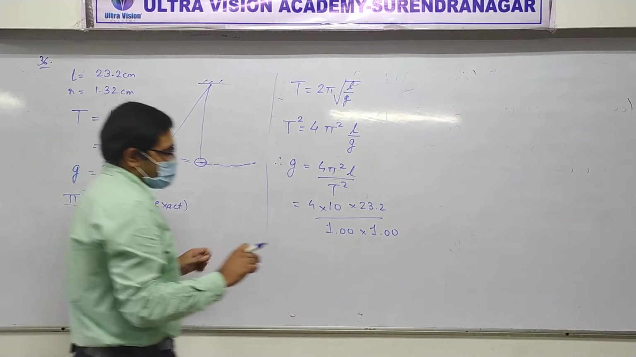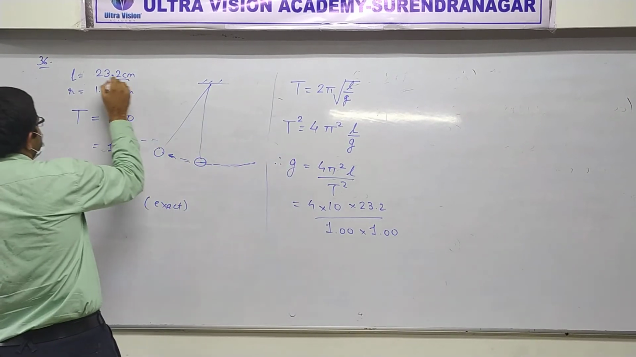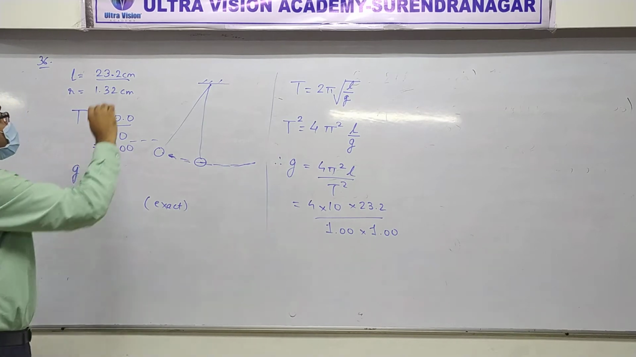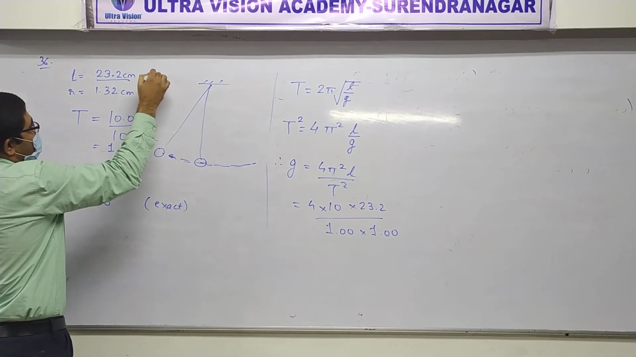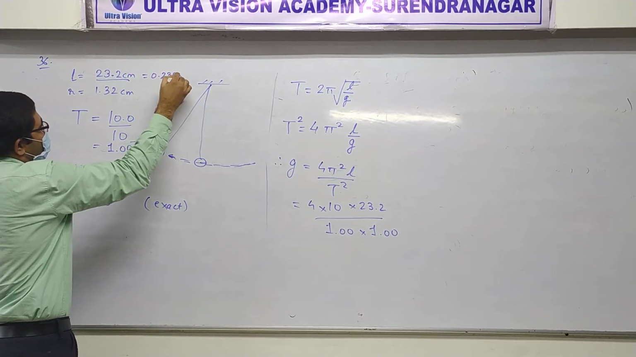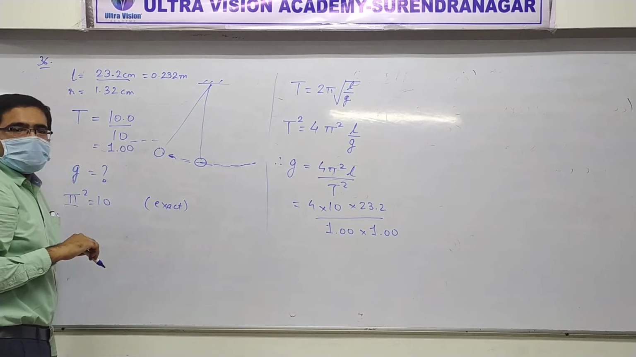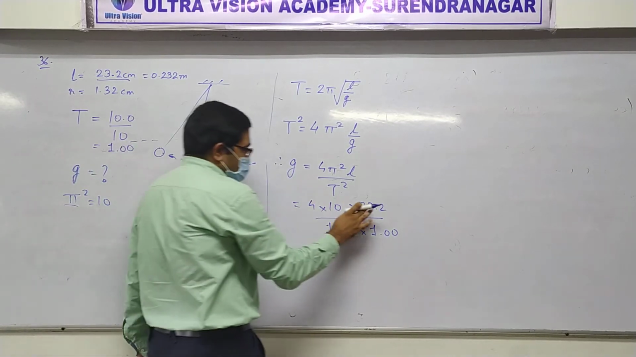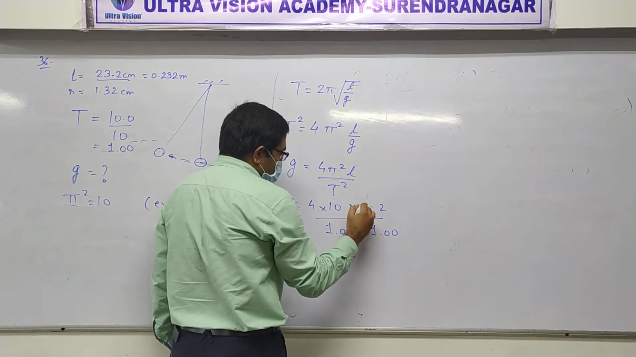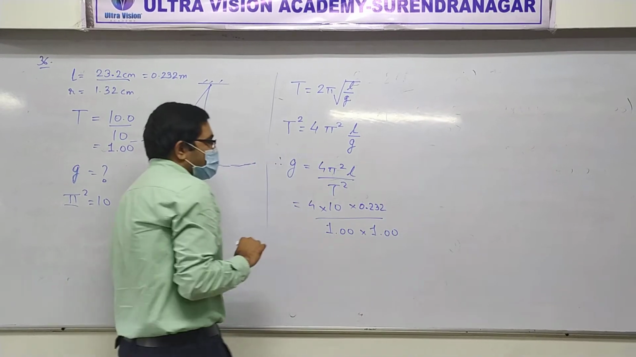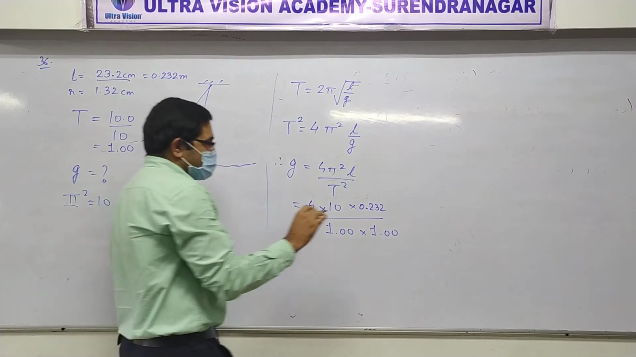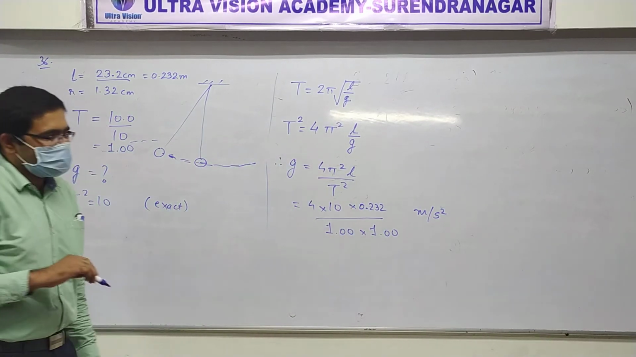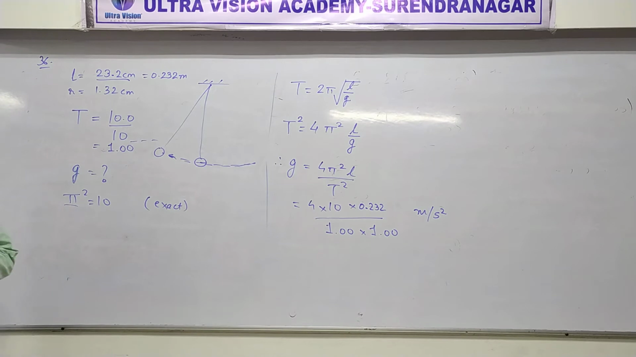Just one comment. This 23.2 is in which unit? Centimeter. But the SI unit of length is meter. So you should convert it to meter. So it will become 0.232 meter. Did you understand what I am saying? Because 100 centimeter is 1 meter, right? So here instead of writing 23.2, we should write 0.232, so that the final answer is in SI unit, meaning meter per second square. Do it. Take care of significant figures.